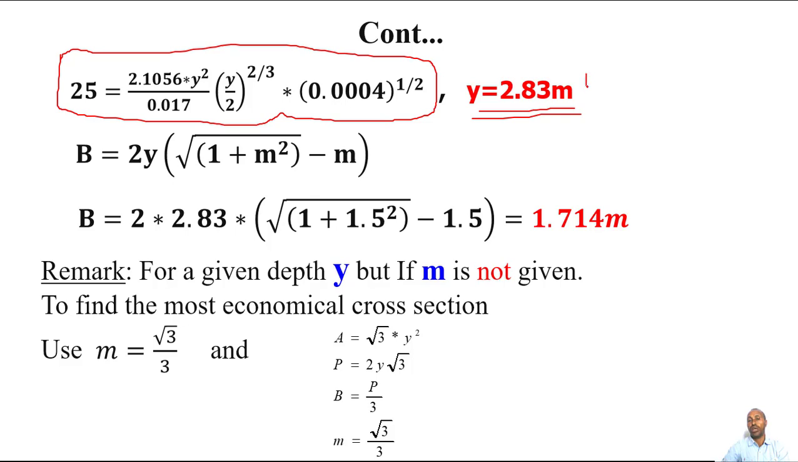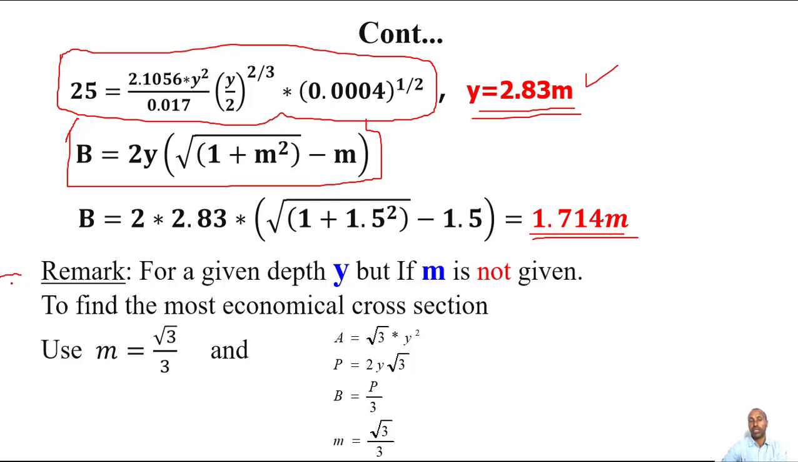So once you know y, you can have b in terms of y. Since m is known, we already derived this equation. Then you substitute the calculated value of y. Then finally, the bottom dimension will be 1.714 meter.